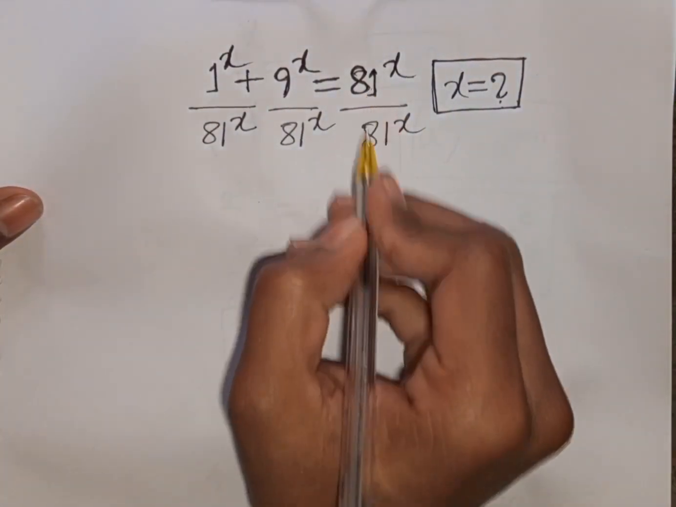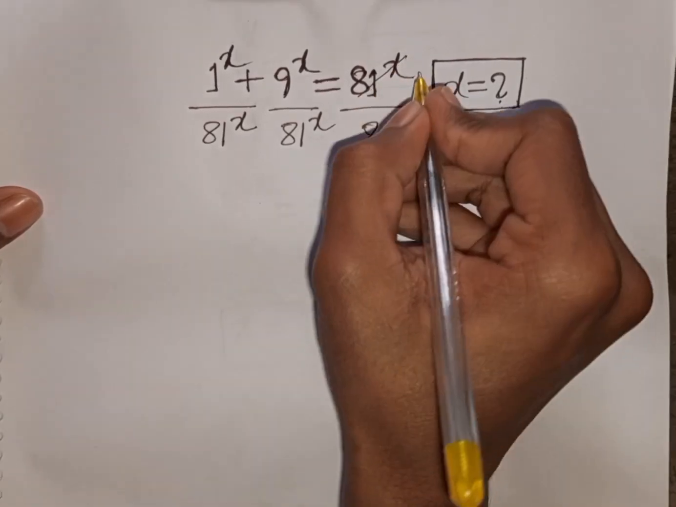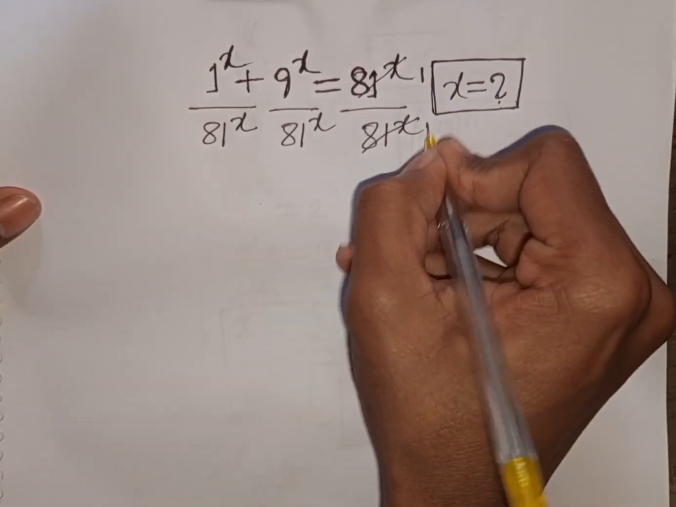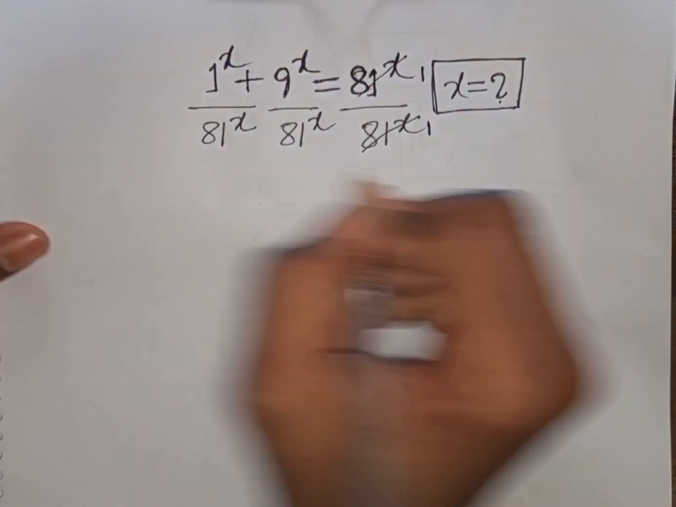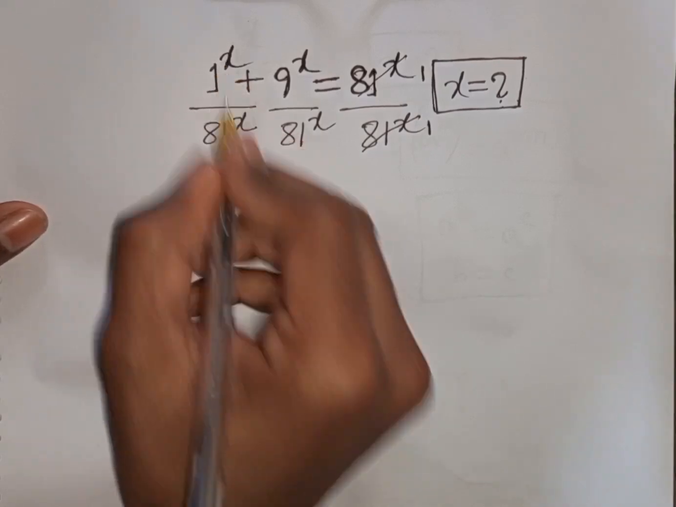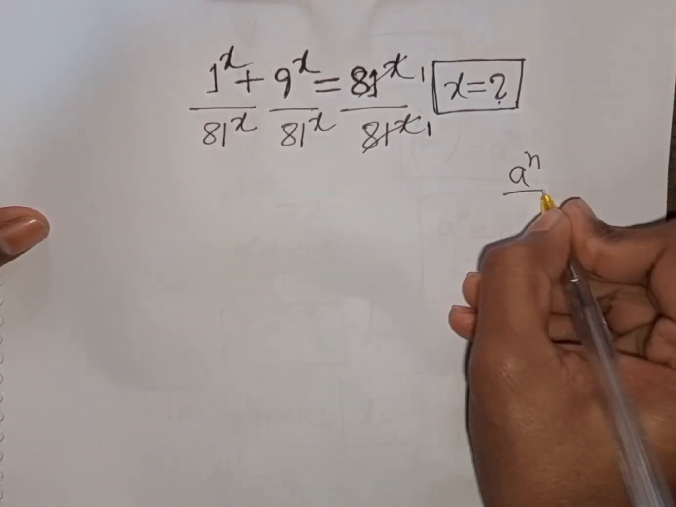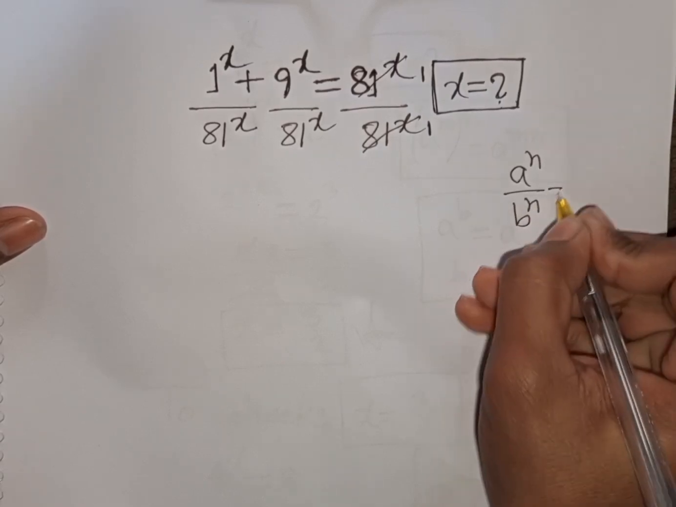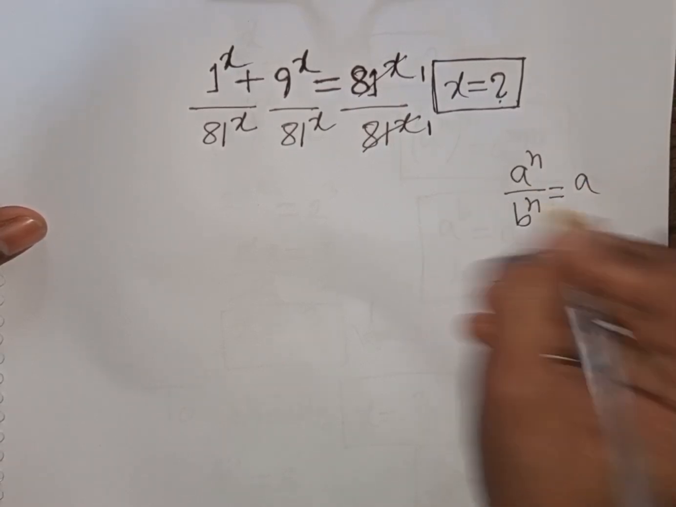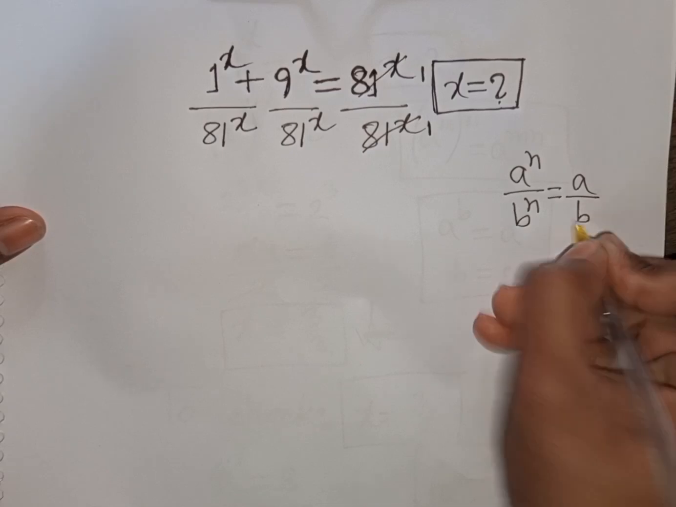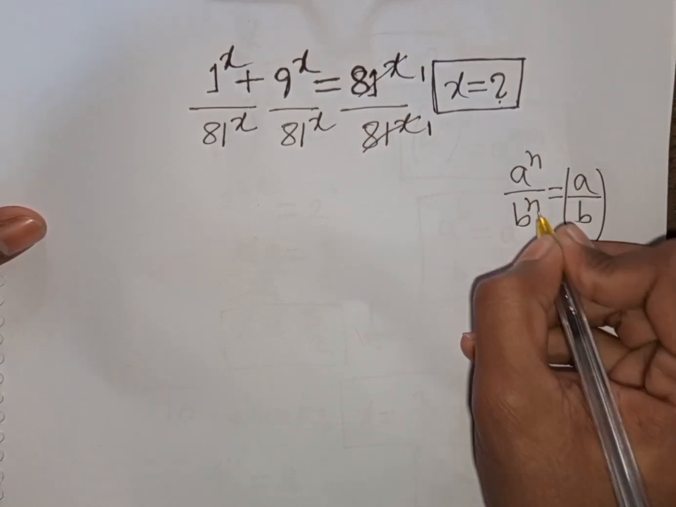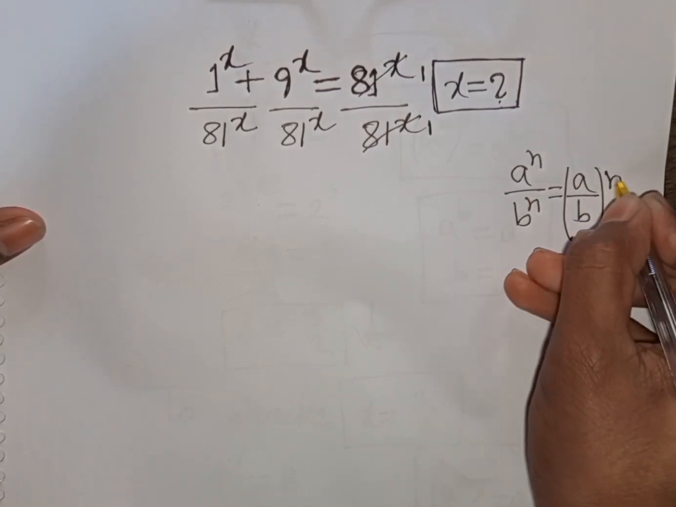Now we see this will be cancelled. So here 1, here 1. Now from here we see x is the same power but different base. So according to this formula, a power n over b power n is equal to a over b, then bracket common power n.